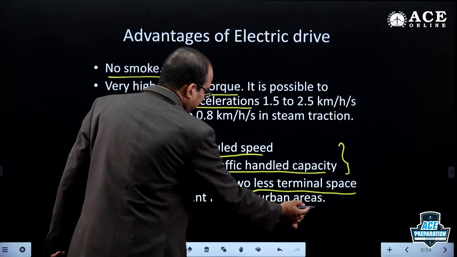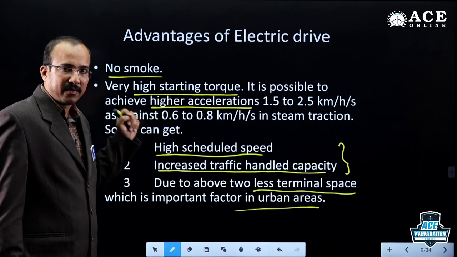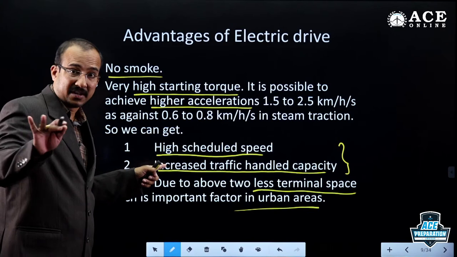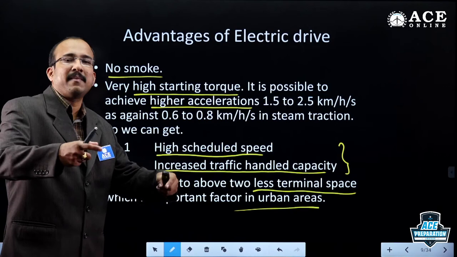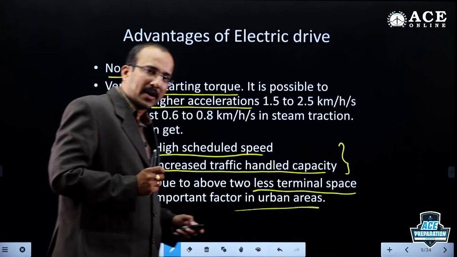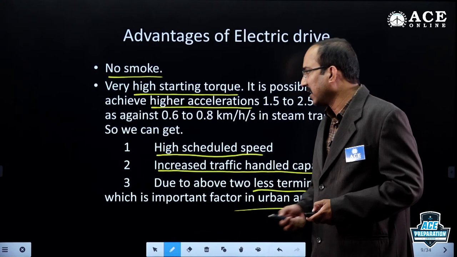So one advantage is that you get high starting torque and high acceleration. By getting this, you get high scheduled speed and increased traffic handling capacity. Due to these two advantages, the terminal space required will be less. This is an important factor in urban areas, because land cost and land acquisition are also difficult.